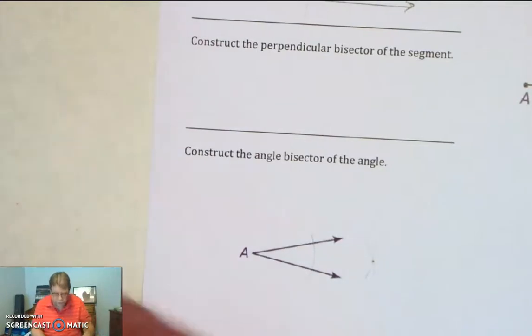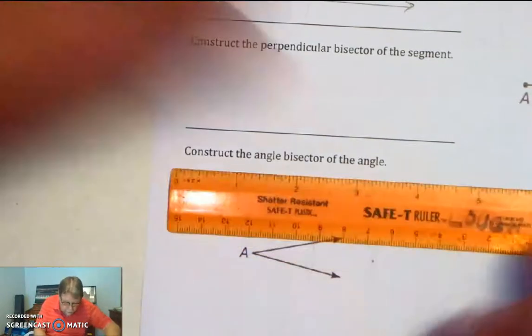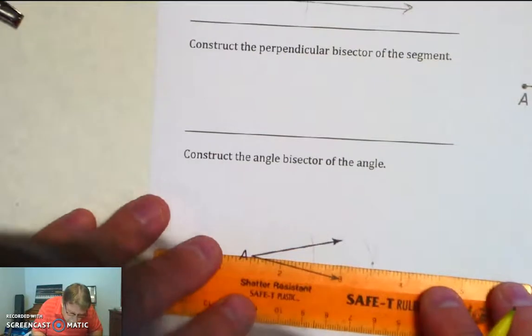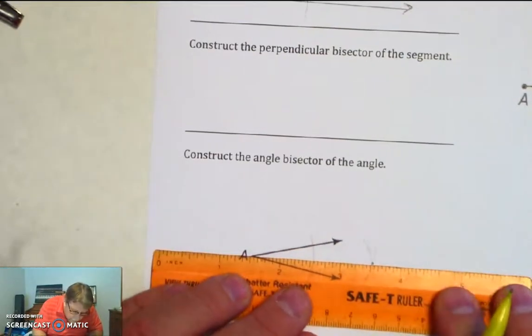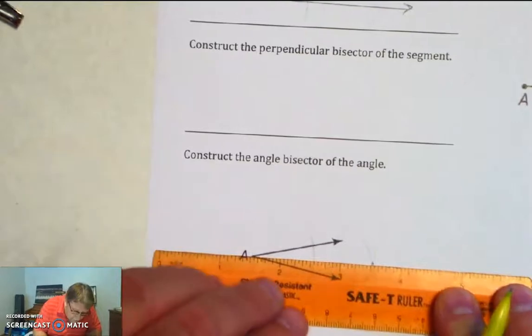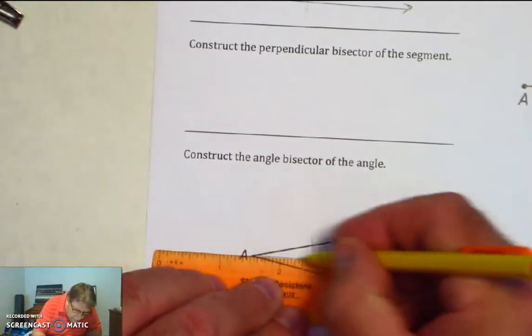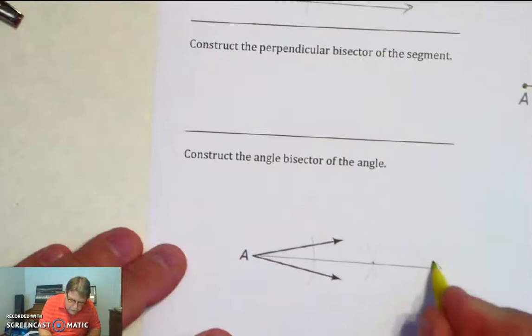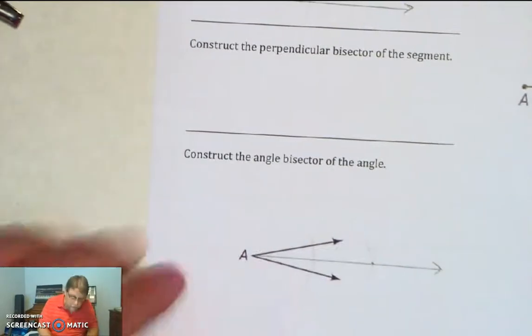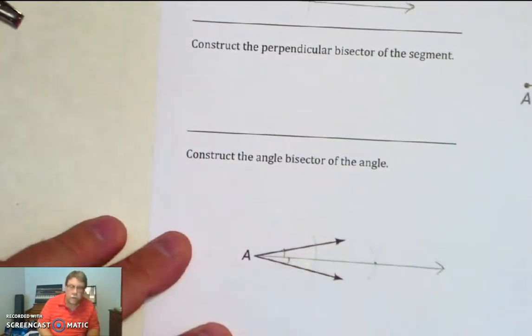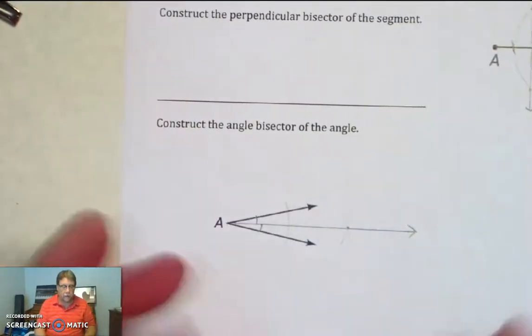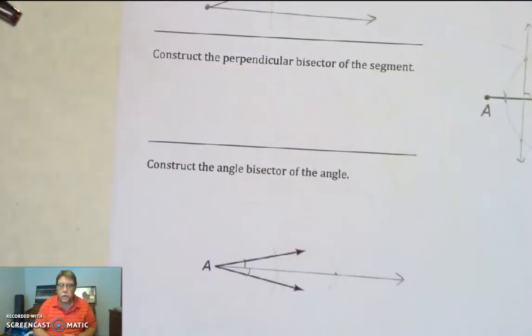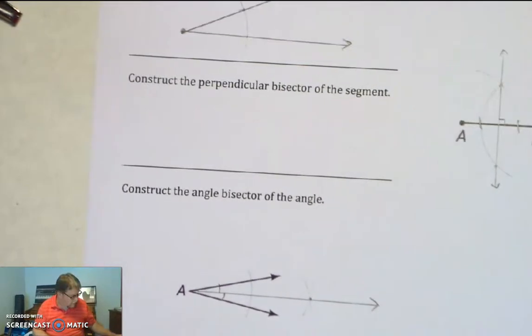Take your straight edge and line it up from the vertex through that point, and that is going to be the ray that bisects this angle into two parts. So we have a congruent angle here with a congruent angle there. And that's the angle bisector, and all of the other ones as well. So these are your notes, your examples for section A5.